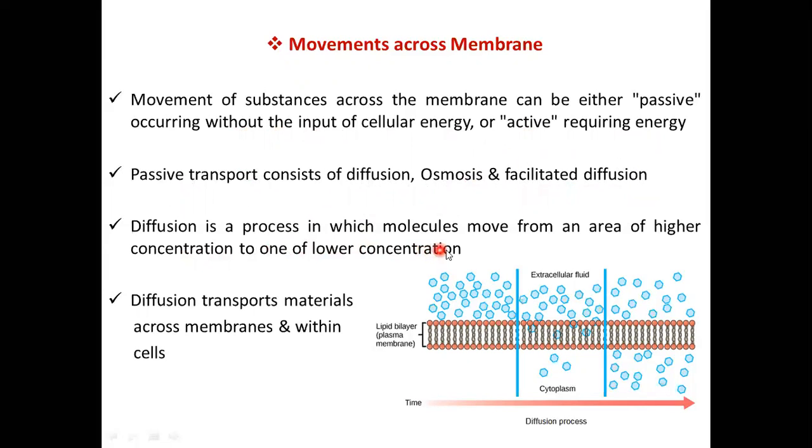Diffusion is a process in which molecules move from the area of higher concentration to the area of lower concentration. Diffusion transports material across the membrane and within cells. So you can see here, this is the cell membrane, this is the extracellular fluid, this is the cytoplasm. So here the concentration of molecules is higher. So from here, diffusion of these molecules will occur from this higher region to this lower region. So this is simple diffusion.